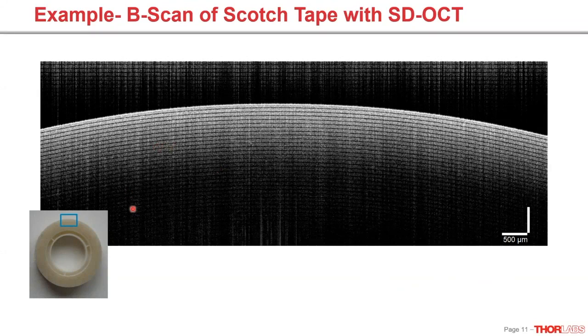This is acquired with an SD system, a spectral domain system with a spectrometer. This is the Scotch tape from the side, and you see all the different Scotch tape layers in here. You also see the glue layers in between, where basically the signal dissipates. And you also have some artifacts that I'll talk about later in the top of the image. And you can really look into this Scotch tape in depth here.